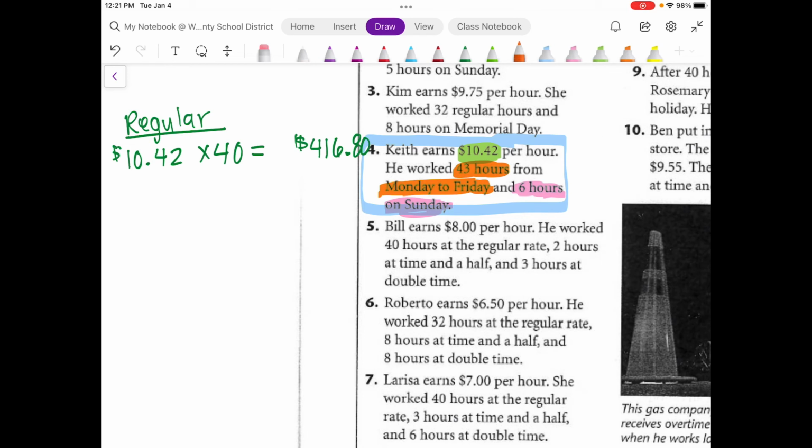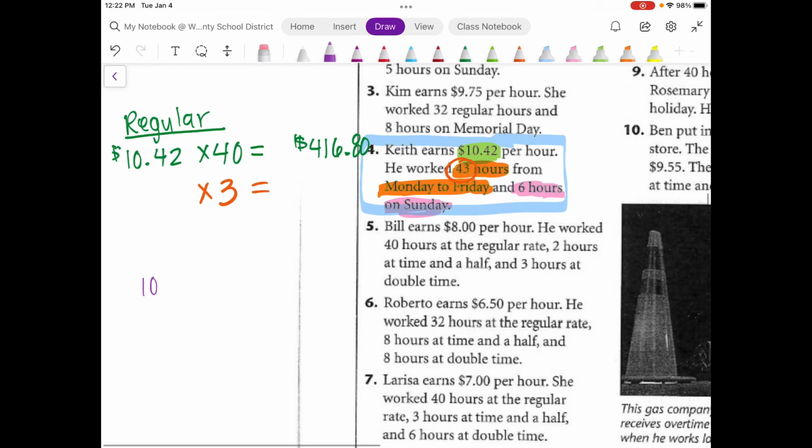Next, I'm going to talk about the overtime that happened between that Monday through Friday. So it says 43 hours. That means 3 of those hours are at time and a half. So go off to the side and figure out what time and a half would be. So if I take 10.42 and I multiply it by 1.5, which represents time and a half, okay, that's going to give me 15.63. So anything over 40 that happens between Monday through Friday in this case is going to be multiplied by 15.63. So 15.63 times the 3 hours, that gives me $46.89.